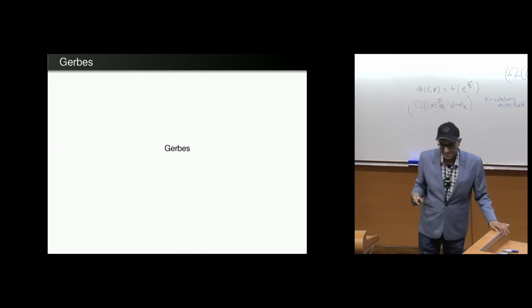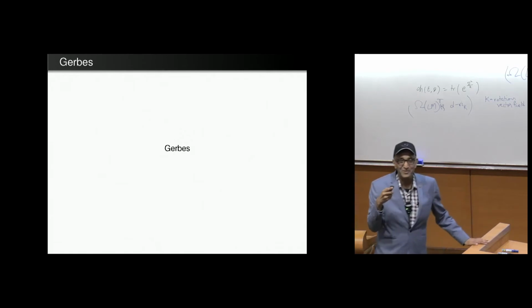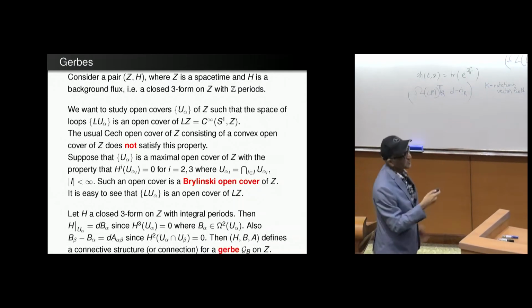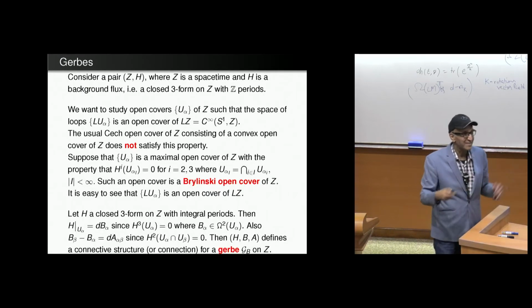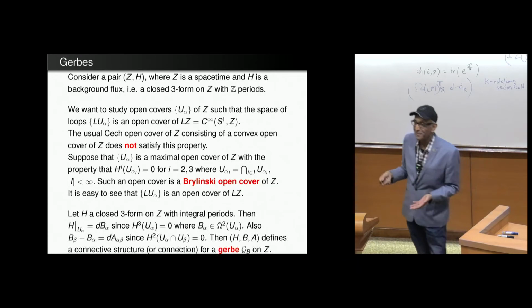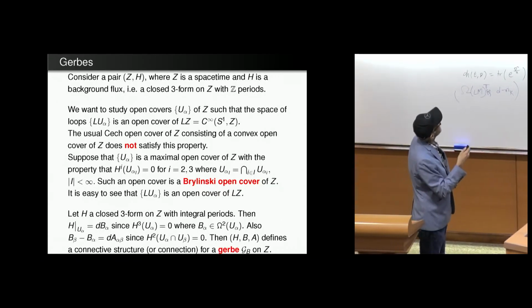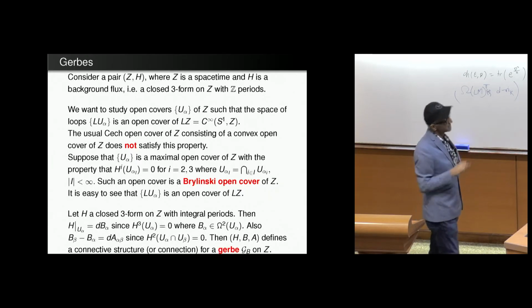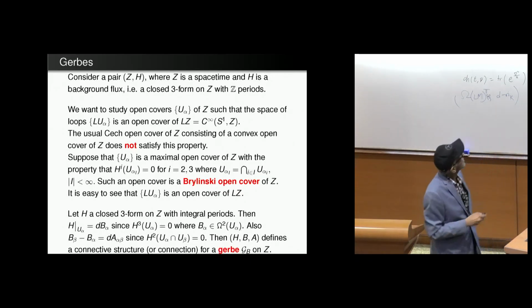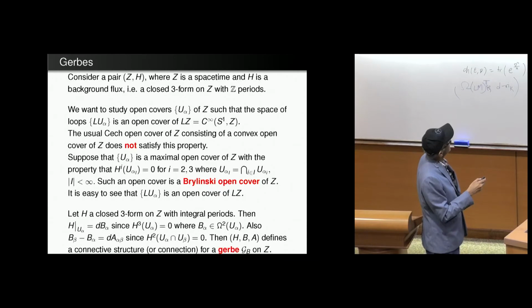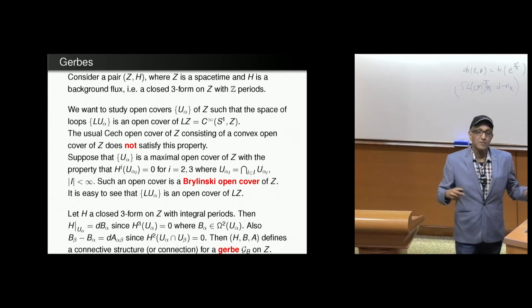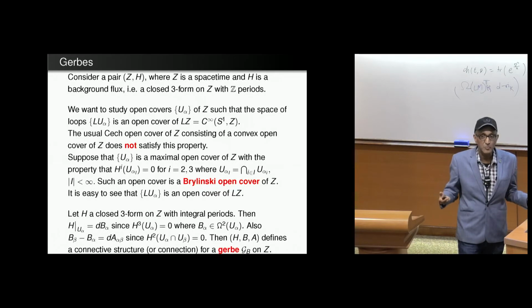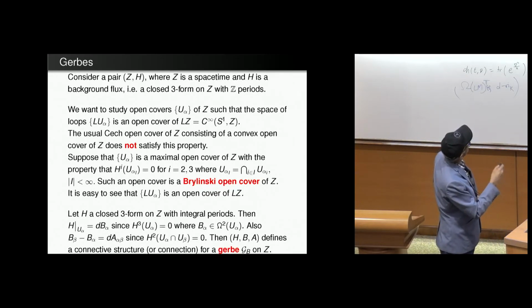So let me talk about gerbes first. I know there are some students in the audience. Of course these were all mentioned in passing by many people, like Hisham and Urs, but I'm actually going to define it. Consider a pair (Z, H), where Z is spacetime, not of any particular dimension, and H is a background flux, a closed three-form on Z with integer periods. First of all, we want an open cover, not just an arbitrary open cover of the manifold, but one which also covers loop space. So we want open covers of Z such that the loops of this open cover form an open cover of the loop space of Z.